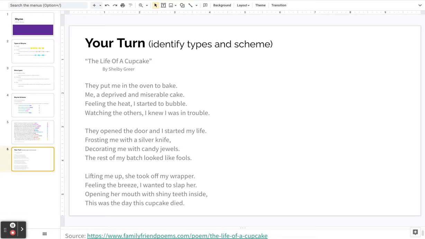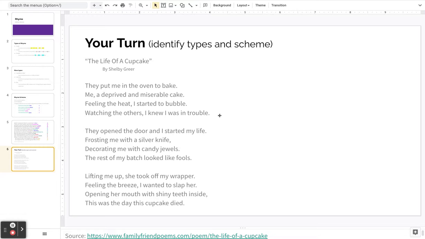They opened the door and I started my life, frosting me with a silver knife, decorating me with candy jewels. The rest of my batch looked like fools. Lifting me up, she took off my wrapper. Feeling the breeze, I wanted to slap her. Opening her mouth with shiny teeth inside, this was the day this cupcake died.